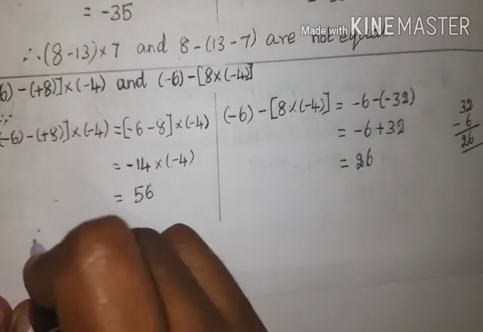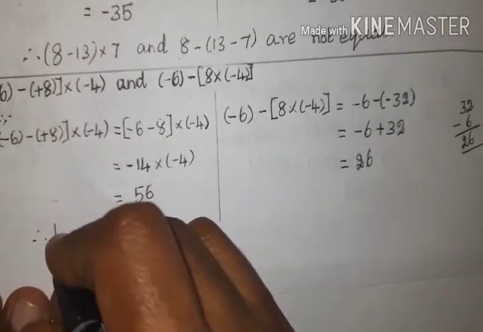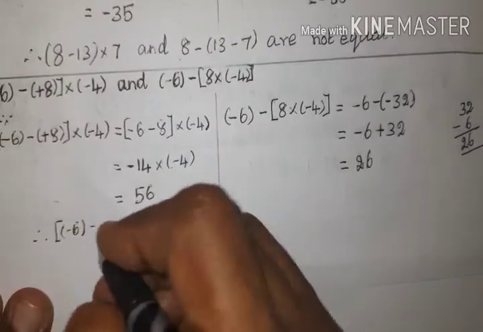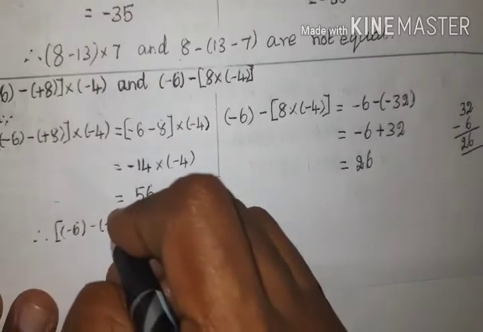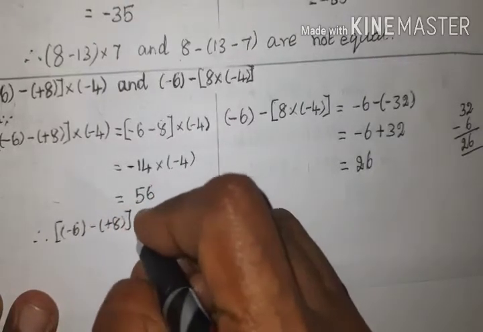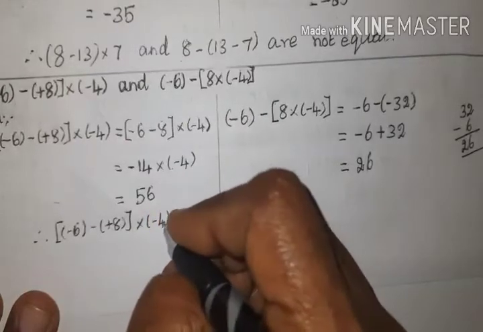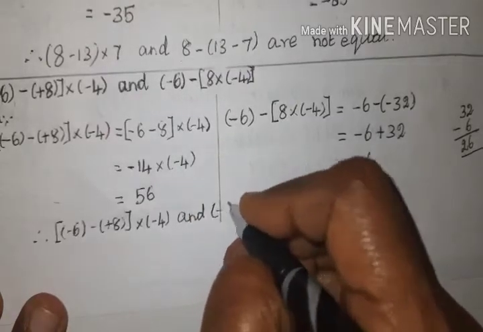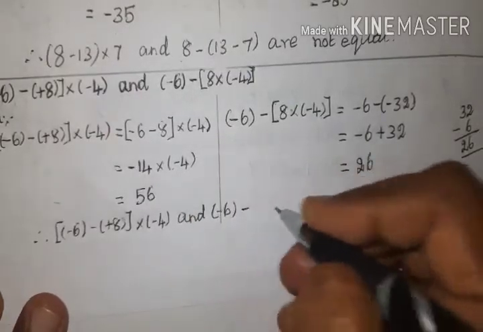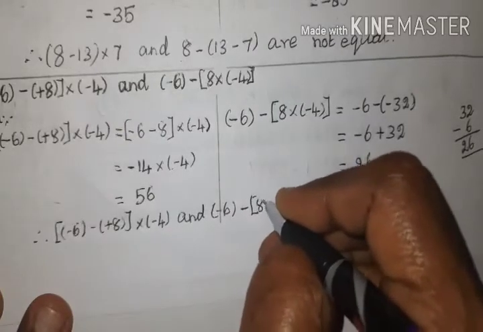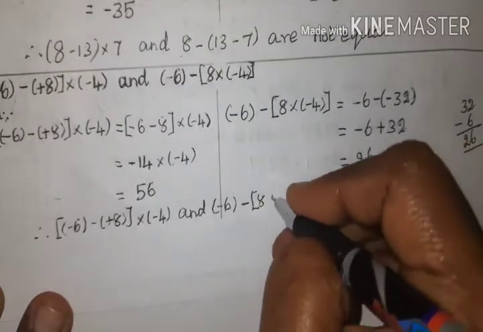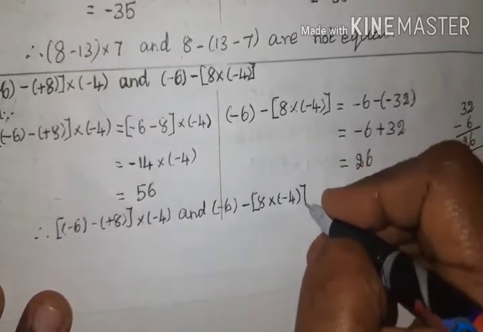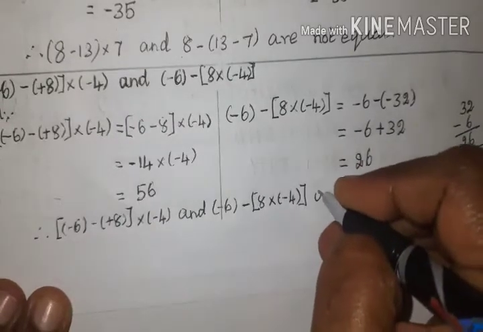Therefore, write the answer: minus 6 minus plus 8 into minus 4 and minus 6 minus 8 into minus 4 are not equal.